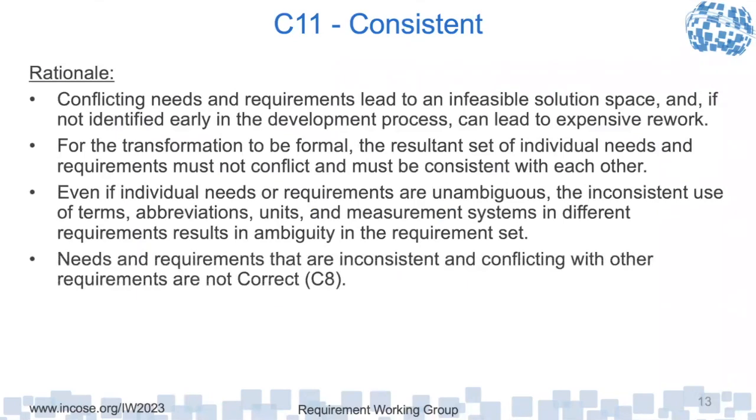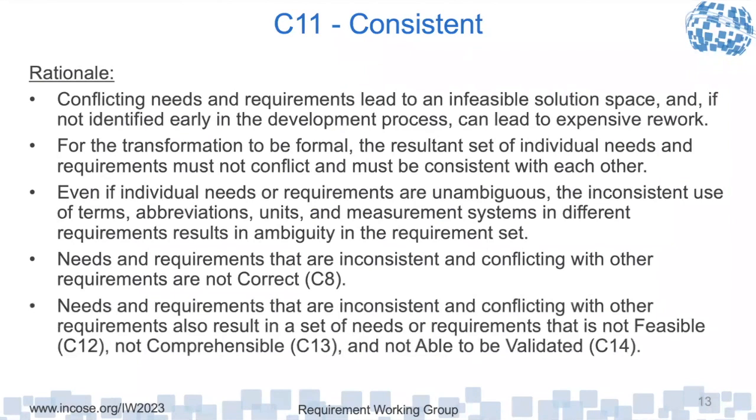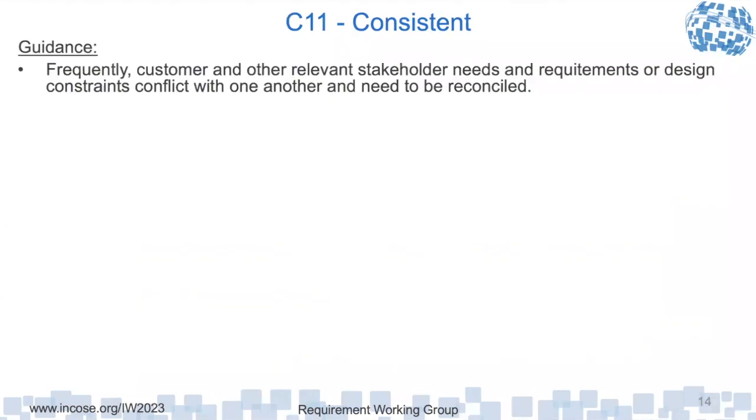And needs and requirements that are inconsistent, conflicting with other requirements, are definitely not correct. So they violate the individual correctness rules. Requirements that are inconsistent, conflicting with other requirements also result in a set of requirements that's not feasible, comprehensible, or able to be validated.